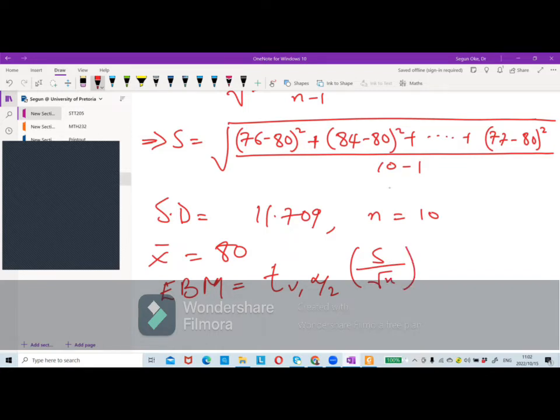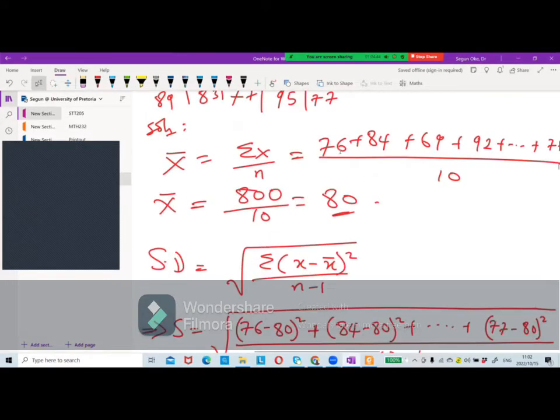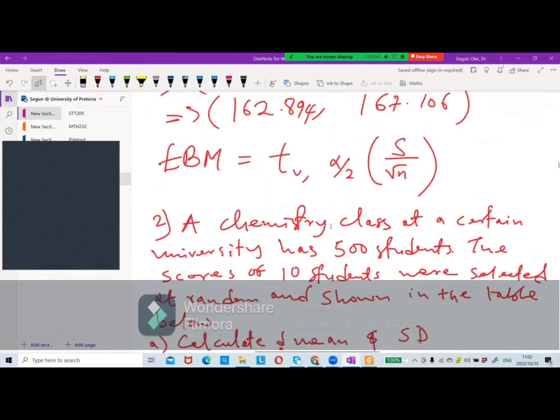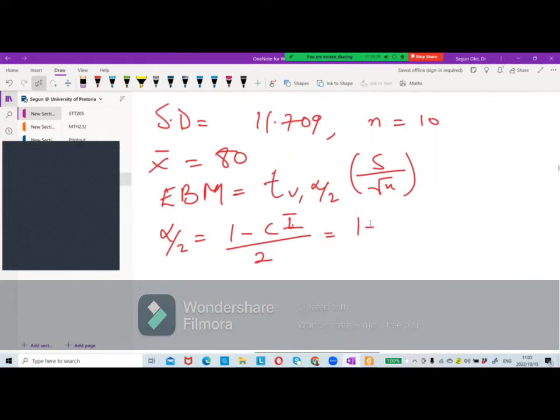So let's get the alpha over 2. What is alpha over 2? It is 1 minus the confidence interval, over 2. What is the confidence interval? 1 minus how many percentage? What they said we should construct. We already have the mean and this. We have to calculate the EBM, but we know that we can't get it without this. 90%. Let's go to 90%.